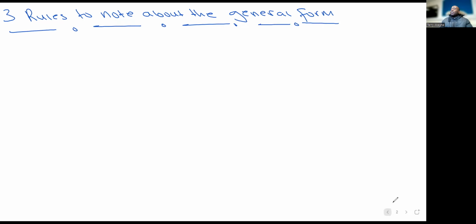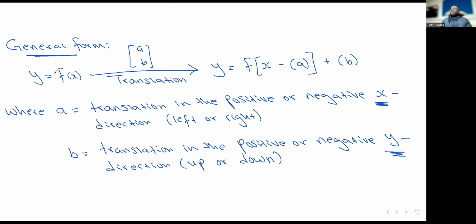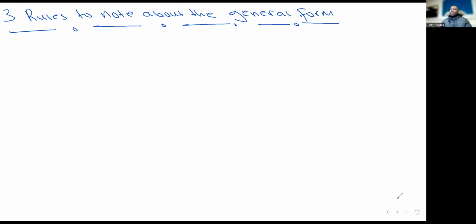So we've talked about the general form, that if you have a particular function, if it undergoes the translation with A and B, it is going to be X minus A. The A is going to be in brackets. Please take note, the bracket is very important. And plus, what? Bracket of the B, so the B you have here. So there are things to note here.